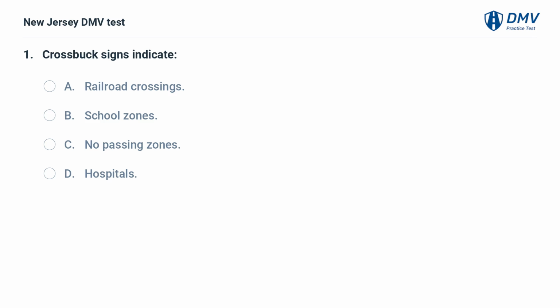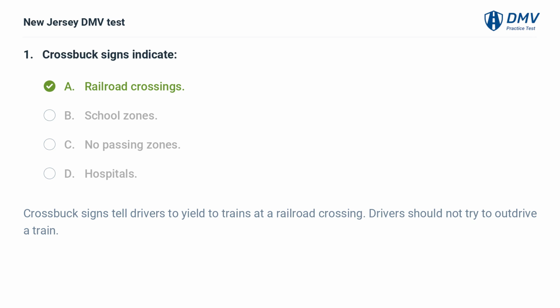Crossbuck signs indicate A. Railroad crossings, B. School zones, C. No passing zones, D. Hospitals. A. Railroad crossings. Crossbuck signs tell drivers to yield to trains at a railroad crossing. Drivers should not try to outdrive a train.